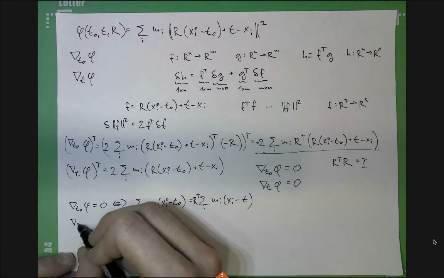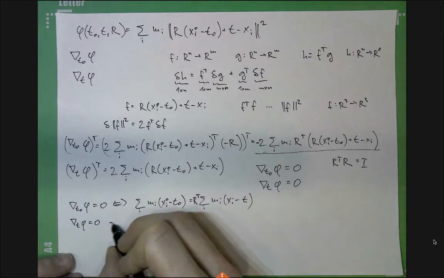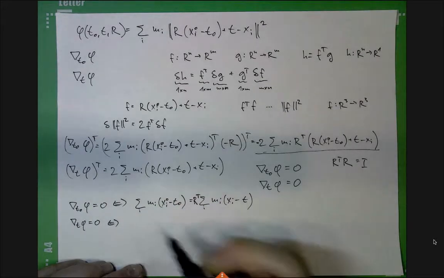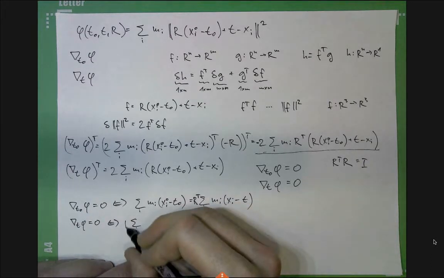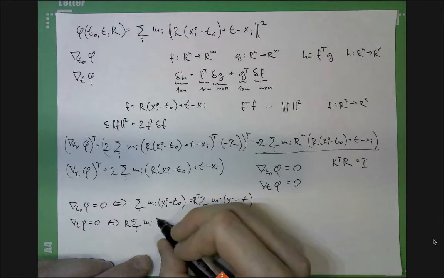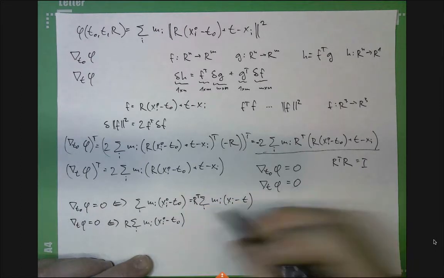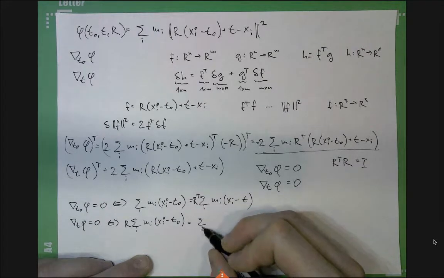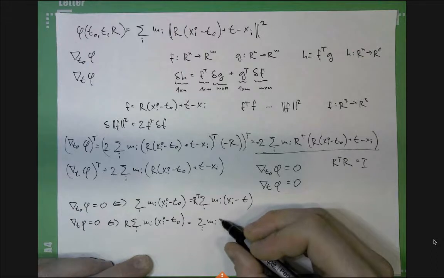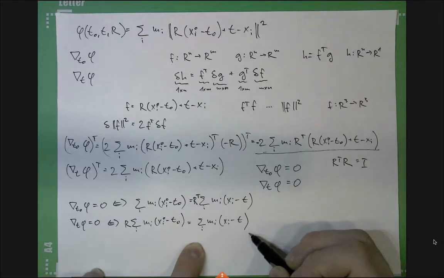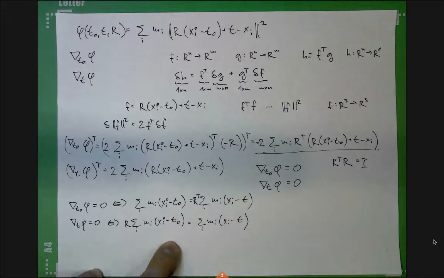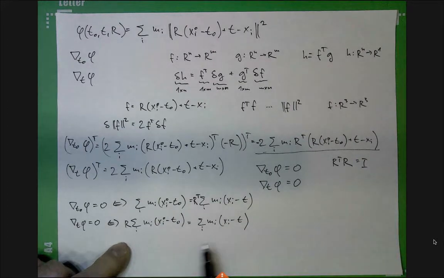So what if I look at the gradient with respect to t? What will that give me? That will give me this. So I can put the rotation here, and I will get m_i (x_i0 minus t0) equals sum over i m_i (x_i minus t). I'm putting it on the other side of the equation, so I multiply it by minus. I hope that's not confusing. If anything is confusing, just yell at me. Or wrong, I sometimes make mistakes. So this is another set of three equations.